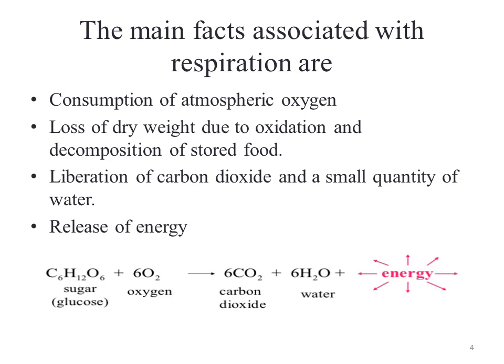The main facts associated with the respiration process are the consumption of atmospheric oxygen, and as I told you, this is a catabolic process, a breakdown process, an oxidation process in the presence of oxygen. So the first fact is the consumption of atmospheric oxygen, which occurs in plants through stomata, in bark through lenticels, and in roots through root hairs. And as it is a catabolic process, there is a loss of dry weight due to the oxidation and decomposition of the stored food. It means there is a reduction in the dry weight of that particular organ due to the breakdown of the stored food molecules.